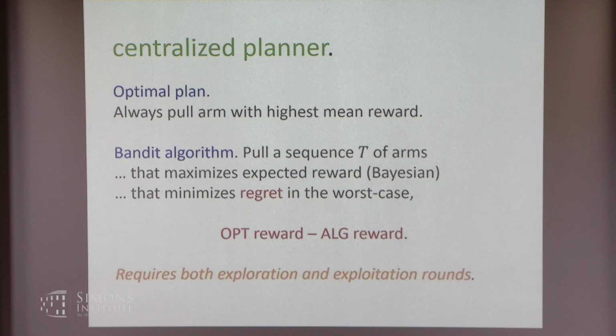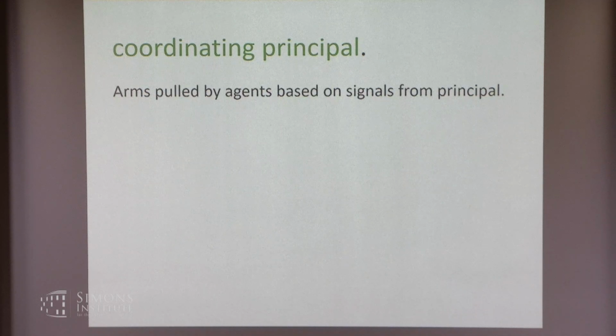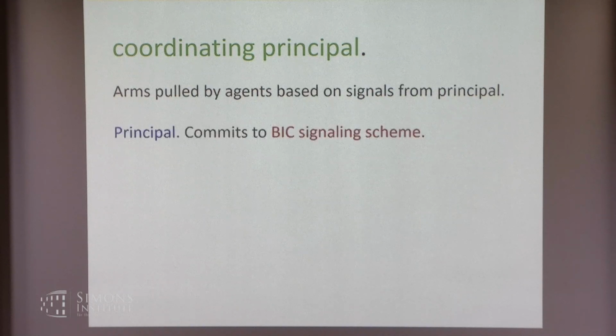Okay, so now how do we deal with the incentives? Well, the arms are going to be pulled in our setting by agents based on signals that they receive from the principal. And so what people have done is they say, okay, let's have the principal commit to a BIC signaling scheme. Each agent that comes in wants to exploit for him or herself, right? So they want to pull the arm that maximizes their personal reward. And the principal is going to signal to them which arm the principal would like the agent to pull.